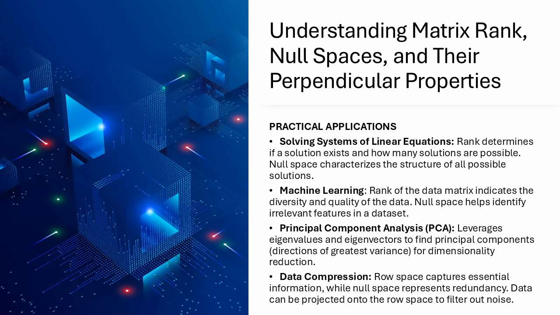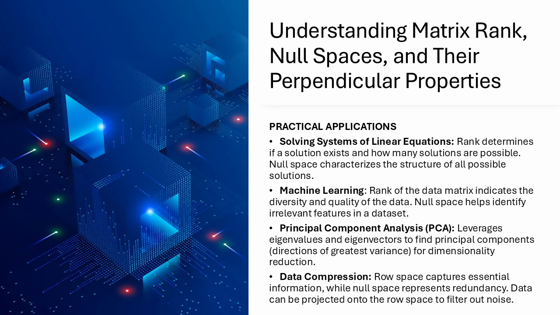The row space of a matrix, which represents all possible combinations of its rows, and the null space, the set of vectors that vanish under the transformation, have a unique relationship. They're actually perpendicular to each other. Wait, so we're talking about geometric relationships within a matrix? Yeah. That's blowing my mind a little bit.